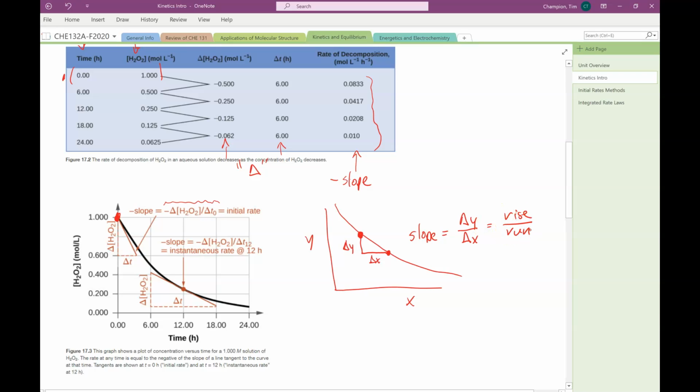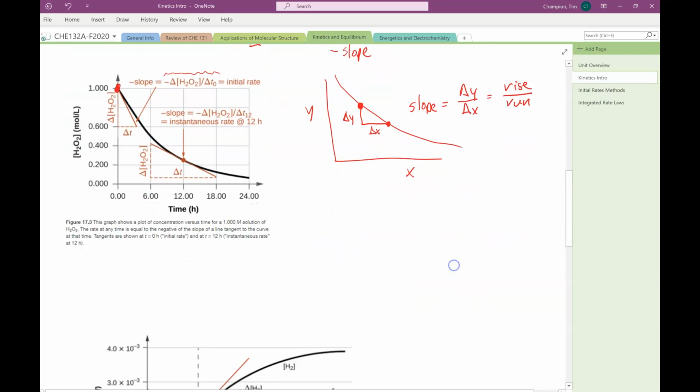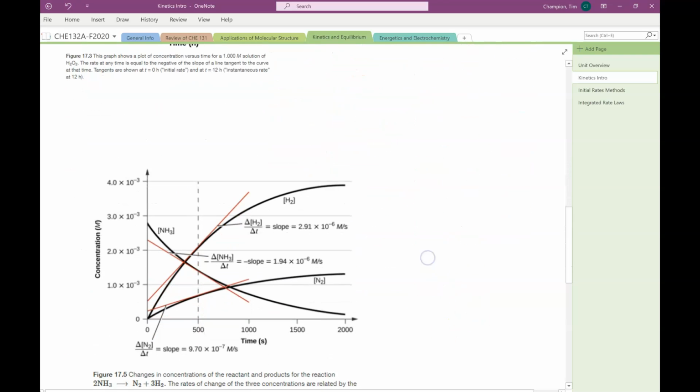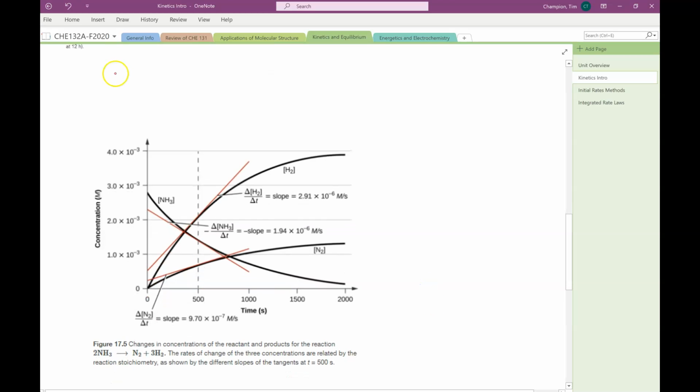And if it's going down like this, it's going to be a negative number, and if it were going up, it would be a positive number. And in fact, we'll see here in a minute, this is a more complicated figure. It's figure 17.5 in your textbook. This is talking about the ammonia decomposition, where we have two NH3s decomposing to N2 plus 3 H2s, and it illustrates the relationship between the rate as it's calculated based on ammonia versus being based on nitrogen or based on hydrogen.